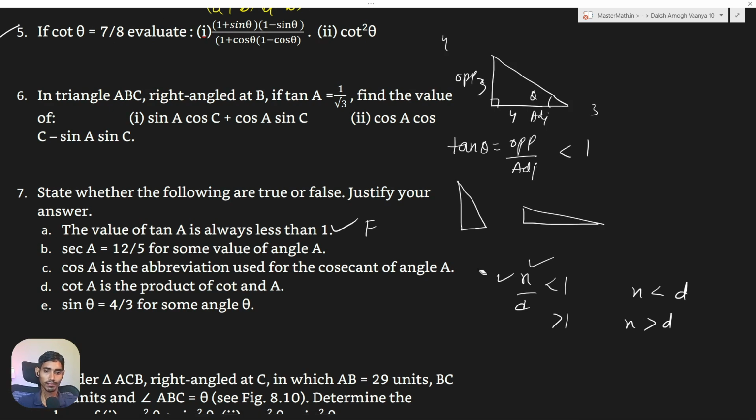So secant A is given as 12 by 5, which is hypotenuse by base. Hypotenuse by base. Very good. So hypotenuse is 12, base is 5. So is that possible for some triangle? Yes, it's possible. That's it. True. Very good.